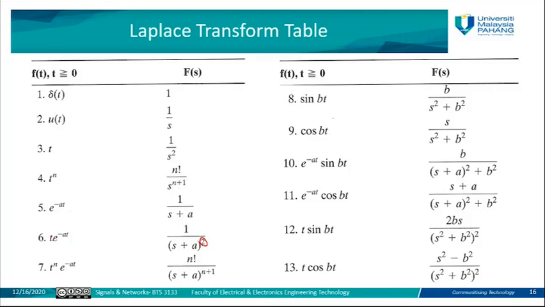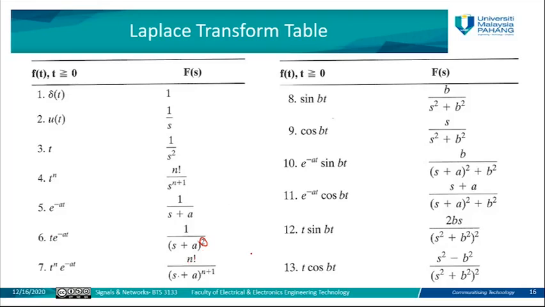Then I multiply by t, I get t squared. I multiply by t to the power of n, for example t squared, t cubed, t to the power of 4, t to the power of 5. All this will be reflected here. So it becomes like factorial of n over (s plus a) to the power of n plus 1. Usually you are not going to find exactly the same form that you have in the table, but you need to think about how the form you are given is similar to which form of F(s) in this table.